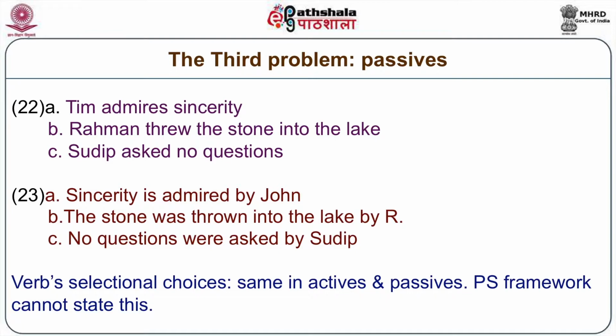These sentences, when they go into the passive, come out as sincerity is admired by John, the stone was thrown into the lake by Rahman, and no questions were asked by Sudeep. Notice that the subject of every passive sentence corresponds to the object of every active sentence, and that the verb in each case has selectional restrictions on it that have to be turned upside down.